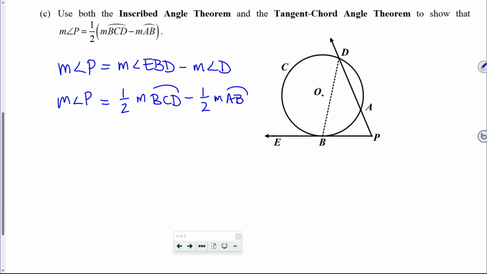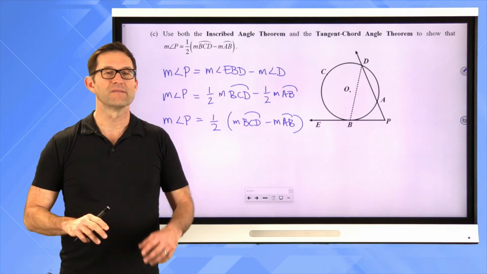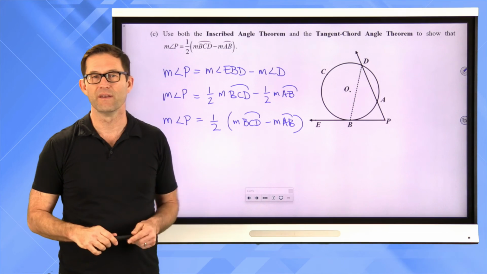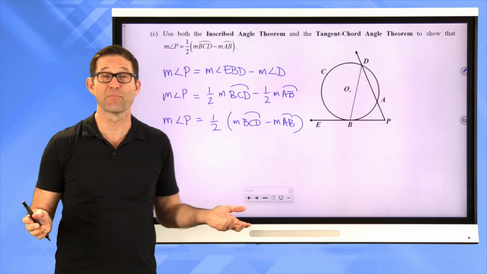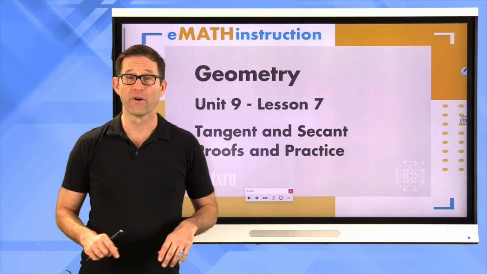And now I can factor the 1/2 out of both sides, and the measure of angle P is 1/2 the measure of arc BCD minus the measure of arc AB. Easy peasy, right? Simple as all simple gets. Okay, I won't even put a QED down because it's essentially the same proof as the one that we just did in exercise number 2. So it doesn't seem to warrant it.